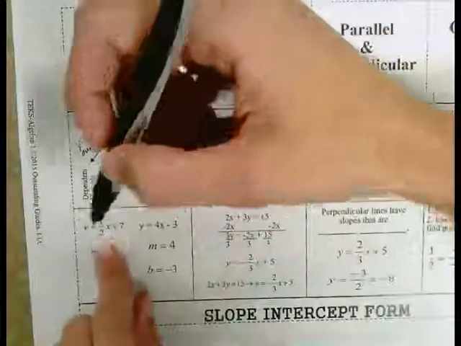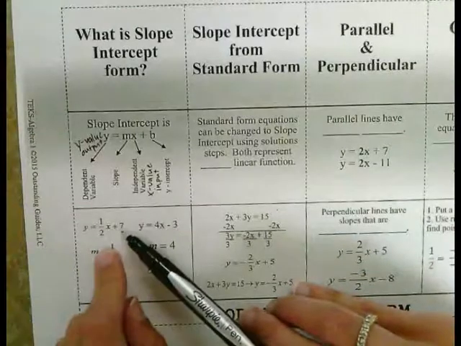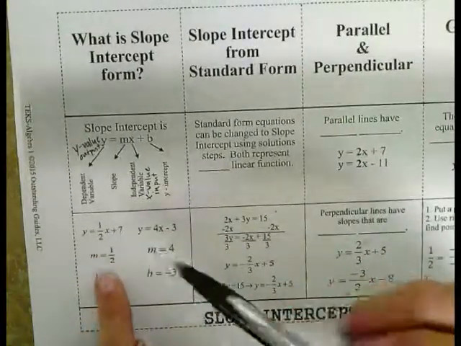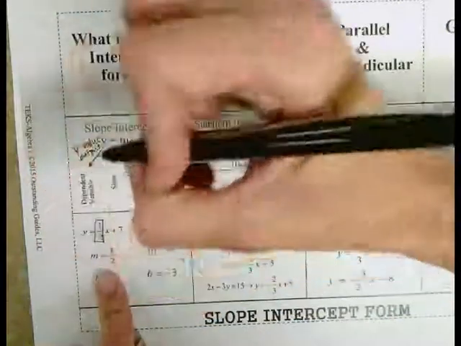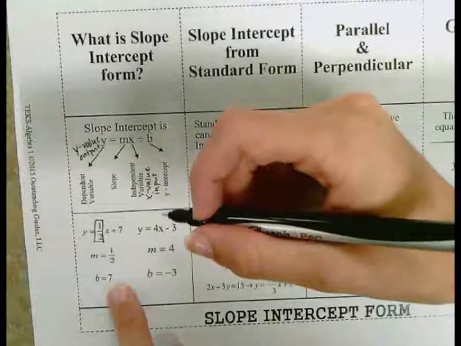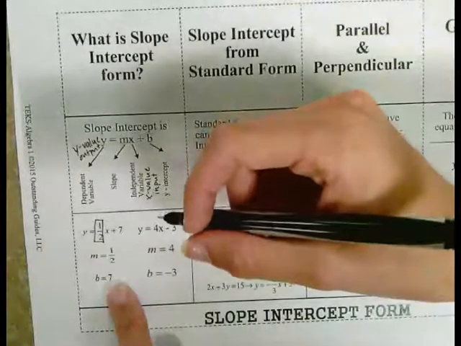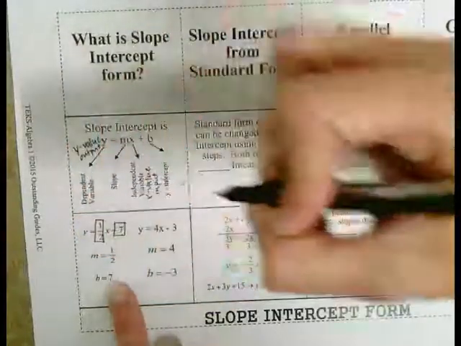So right here you're given this function y equals 1/2 times x plus 7. Your slope is 1/2. So your slope is right here. And then your b value is where it crosses the y-axis, where it intersects the y-axis. So that is at 7.